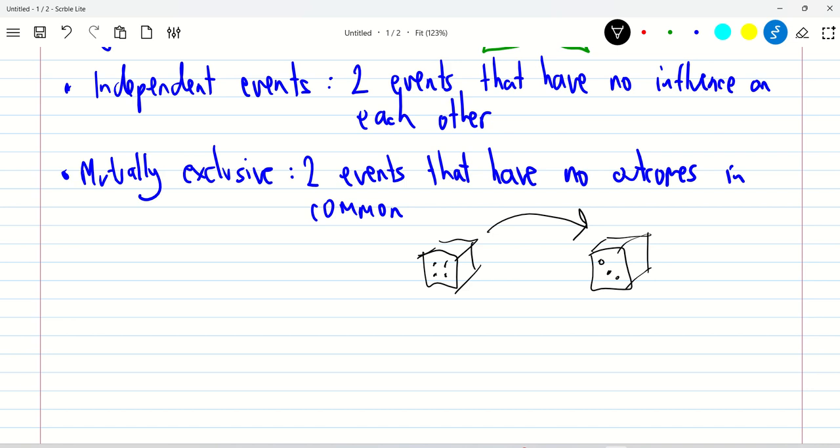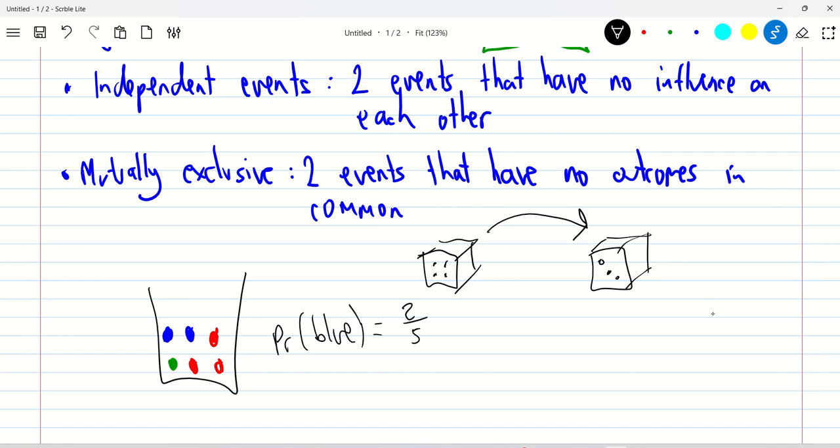What would be something about dependent events? Well, say you had a cup and you had, let's go, 2 blue coins, 3 red coins, and 1 green coin. Let's say you were trying to find the probability of pulling out a blue, right? At the start, if you're taking out the first one out of there, the probability of taking out a blue will be 2 out of 5, 2/5. That'll be the probability the first time.